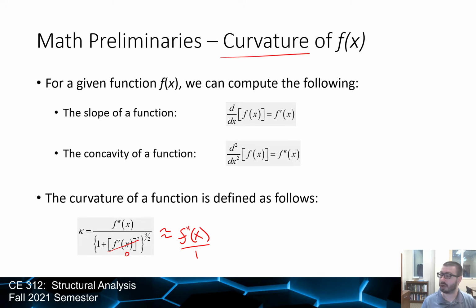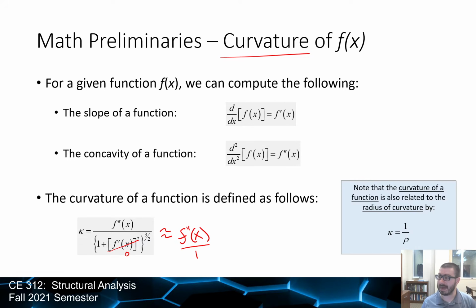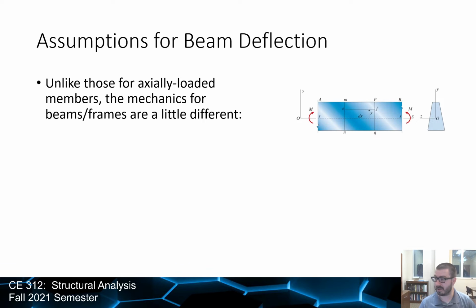Now this is the curvature of a function. The radius of curvature would just be the inverse of this. So if kappa, this letter kappa, is the curvature, then rho is 1 over kappa, kappa being the curvature, rho being the radius of curvature. So these are some mathematical definitions that we're going to use later in our derivation. So let's get into this derivation.